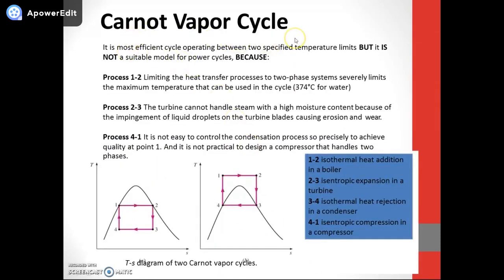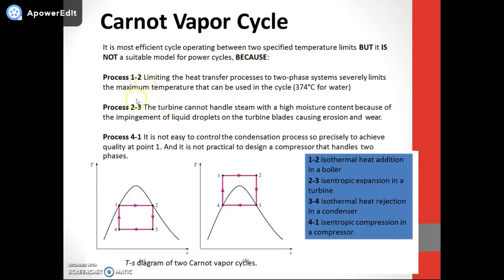Okay, what is the Carnot vapor cycle? It's kind of similar to Carnot. You used to remember about the Carnot heat engine. So it's still about a cycle, whether it is reversible or irreversible, right? But this time it's about the vapor cycle. It is the most efficient cycle operating between two specified temperature limits, but it is not a suitable power model for power cycles. Why?